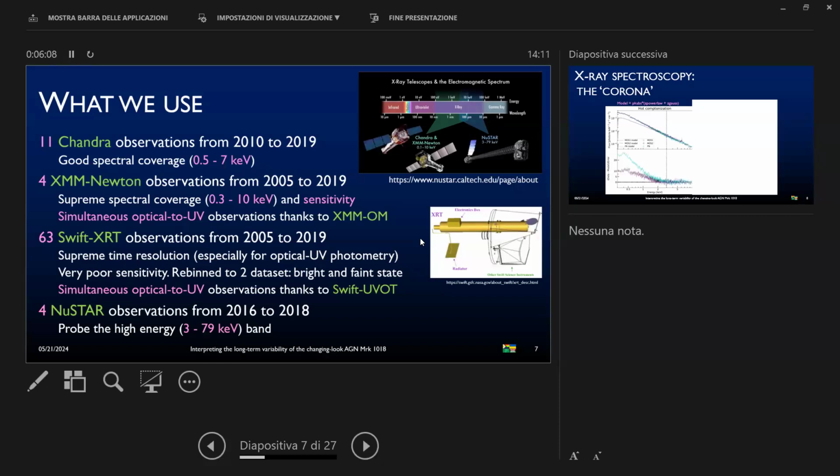For example, XMM-Newton and Swift are being used because they have the optical UV telescope on board, so we can have simultaneous optical UV and X-ray observations, so we can study the photometry and the spectral properties of the source in a broadband way, and also observe Markarian 1080 when it was in the bright and in the faint state, so when it has the broad optical lines and the narrow optical lines. And Chandra has been used because of the good spectral coverage, and NuSTAR because it allows us to probe the high energy portion of the spectrum. And so by systematically analyzing this data, we are able to see what the properties of the optical UV and X-ray emission in this source are when it was in the bright and in the faint state.